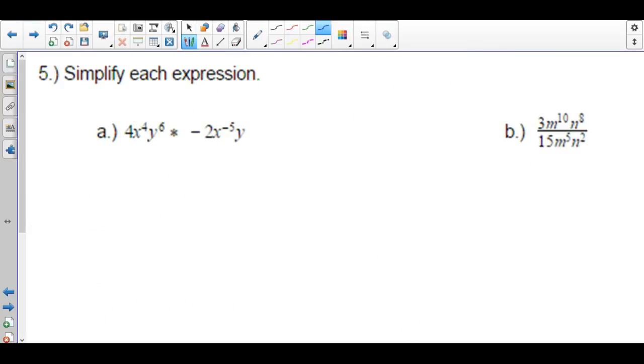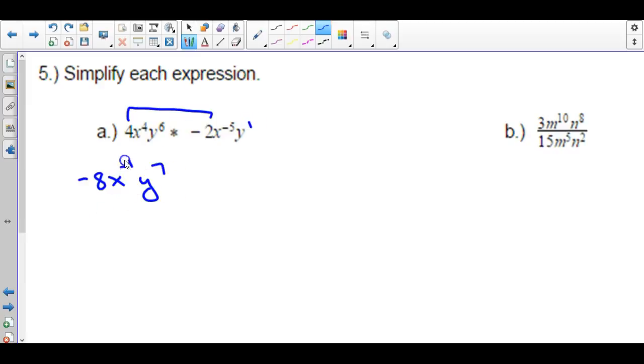Alright, just some simplifying. So I'm going to simplify each of these expressions using some rules of exponents. First, I'm taking a product of these two values, which is -8. And now, if I have common base numbers, in this case I have both x's here, what I can do is add my exponents. So x to the power of 4 plus 5, which is -1. And then y to the power of the 6 plus this 1, which is 7.